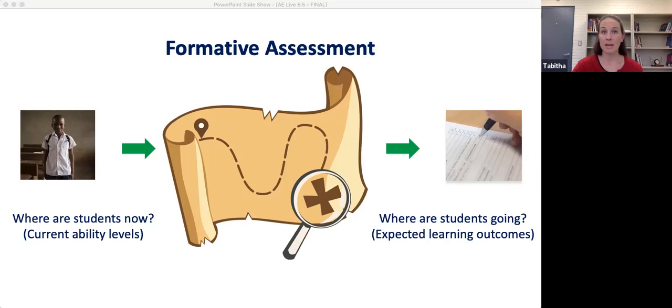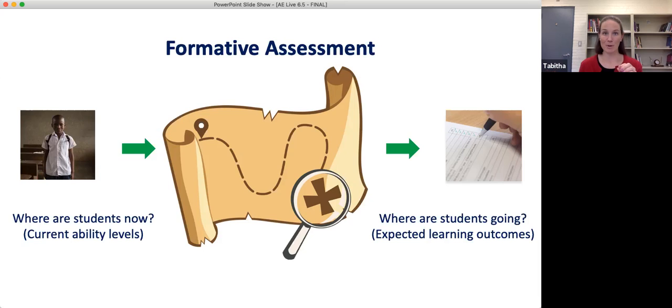So in some respects, formative assessment is kind of like a map. If you've ever used a map to get from one destination to another, you know that the most important piece of information on the map is the "you are here" symbol. If you don't know where you are on the map, it could be the best designed map in the world, but it wouldn't help you figure out where you need to be. So formative assessment gives us that information. It tells us where students are now, their current ability level.